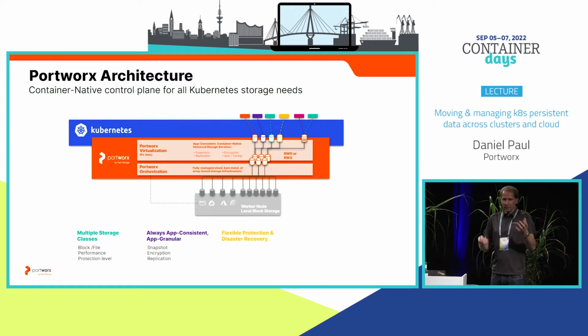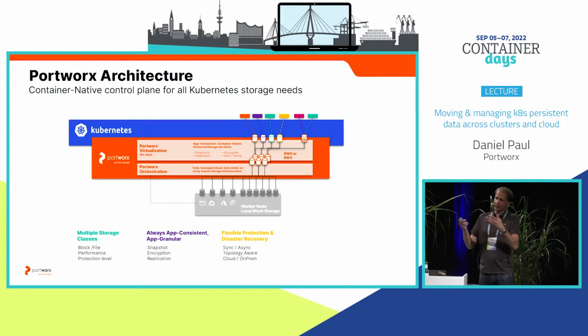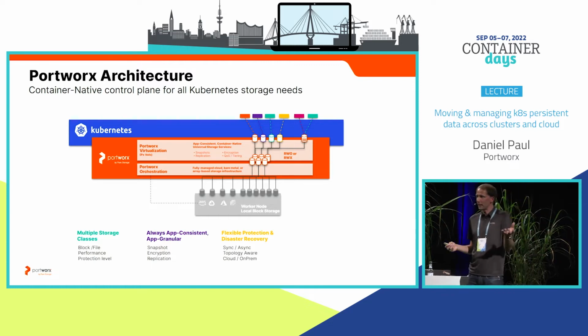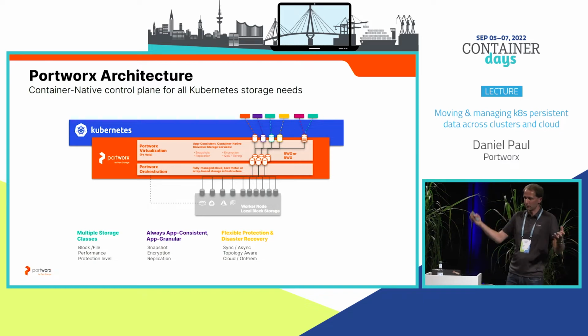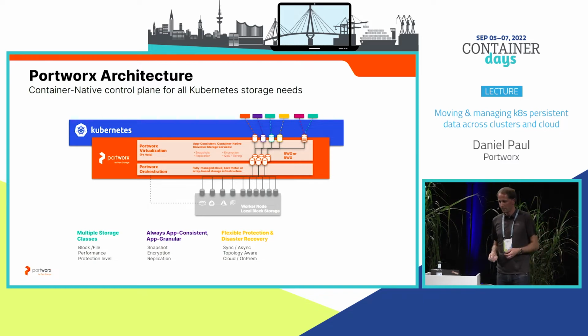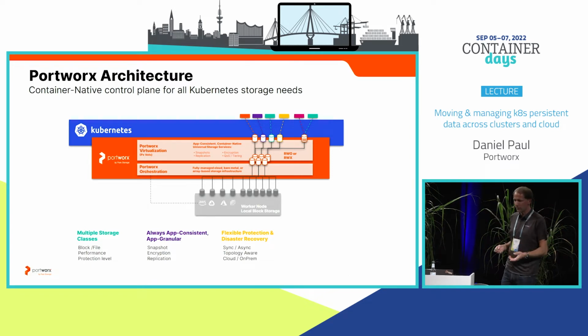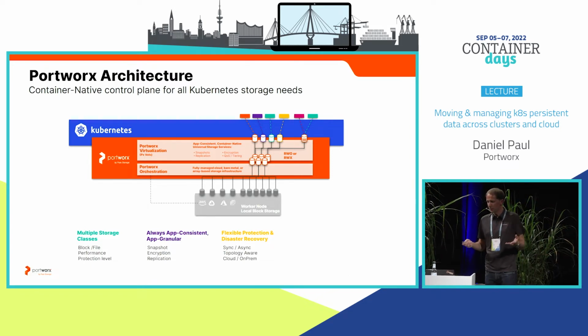We have multiple protection and disaster recovery features, so we can asynchronously and synchronously replicate between Kubernetes clusters running Portworx. You can do this between an on-premise installation of OpenShift and the public cloud running in Amazon or Google. And we are topology aware, so for our protection mechanisms, we use the Kubernetes topology technologies. And we can do protection and disaster recovery between, for example, cloud and on-premise.